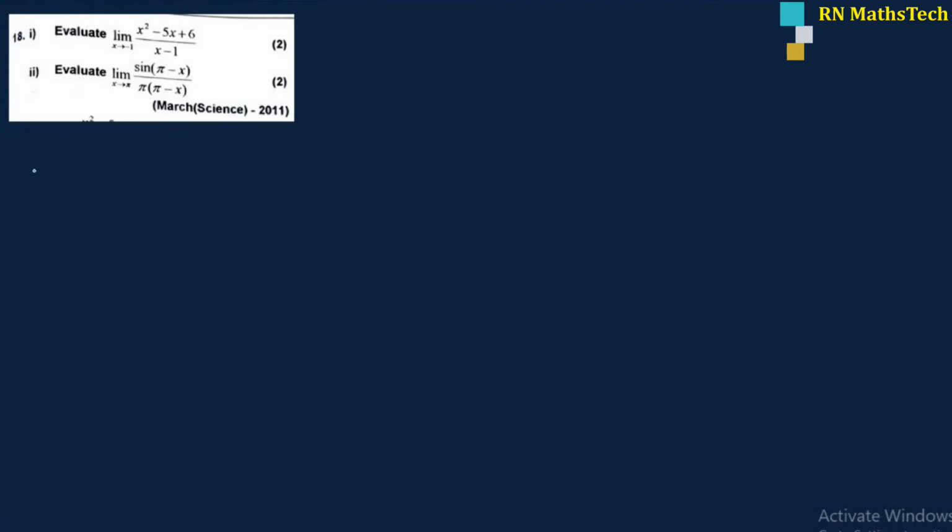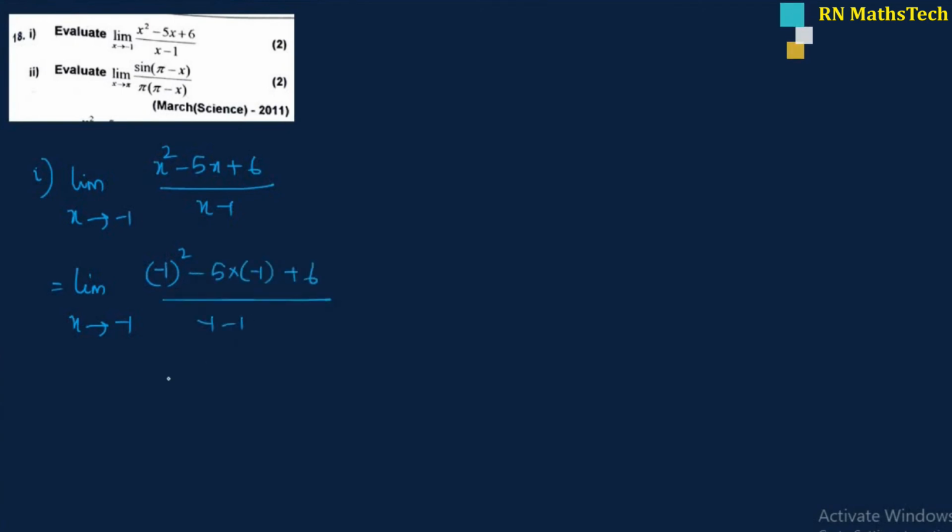Next one, first part, limit x tends to minus 1, x square minus 5x plus 6 by x minus 1. Okay, that is equal to limit x tends to minus 1, which is minus 1 square minus 5 into minus 1 plus 6 by minus 1 minus 1. That's equal to 1 plus 5 plus 6 by minus 2, which is 12 by minus 2, equal to minus 6. So that is the value of the limit.